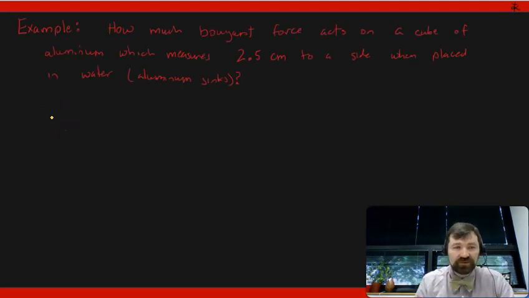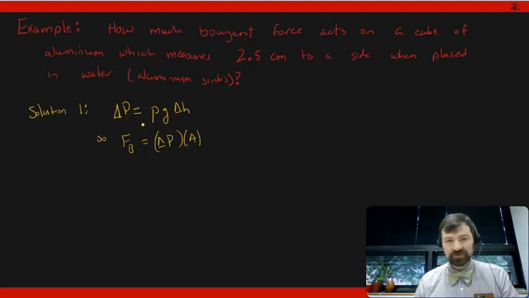Alright, so let's do a quick example. We want to know how much buoyant force is going to act on a cube of aluminum which has 2.5 centimeters to a side when it's placed in water. Now, we could get the buoyant force by essentially saying, okay, there's a depth difference of 2.5 centimeters, and so here's what the pressure is, and now we can get the cross-section area and multiply by that pressure, and that gives you a buoyant force. You'd basically use this pair of equations to get that answer.